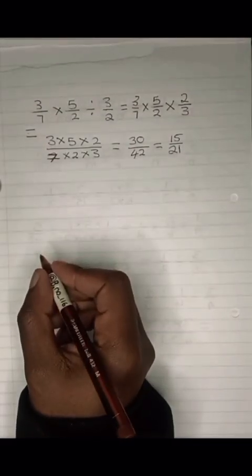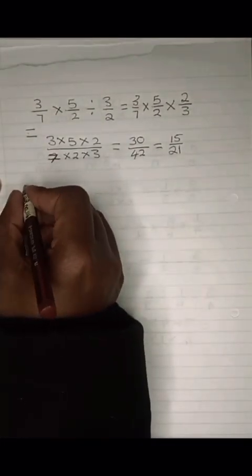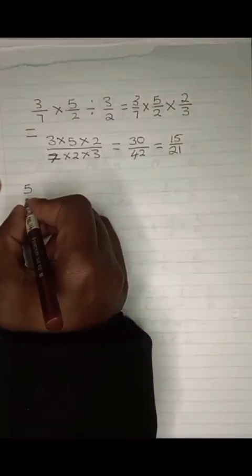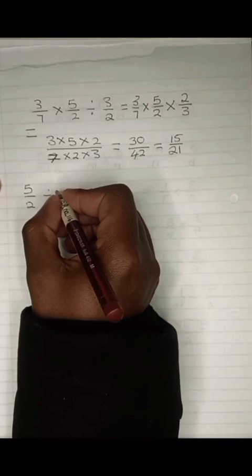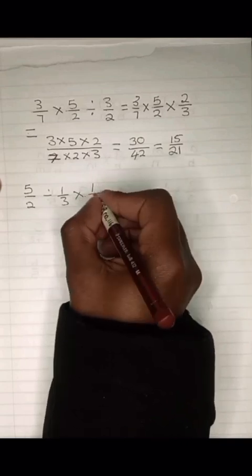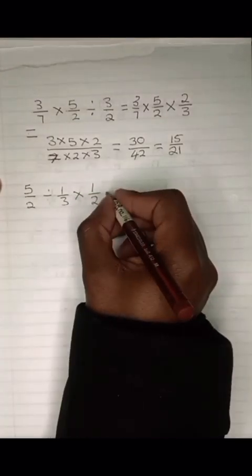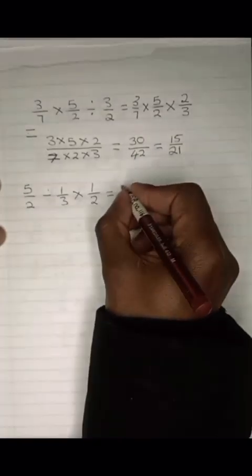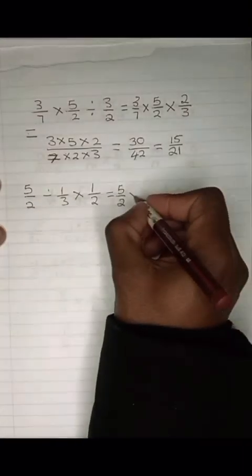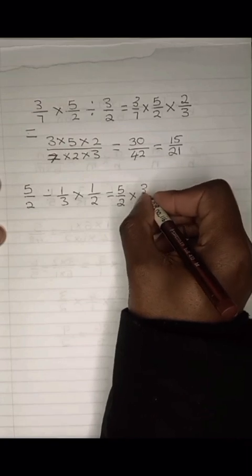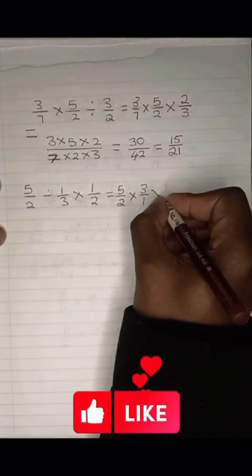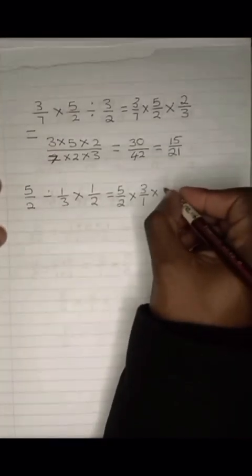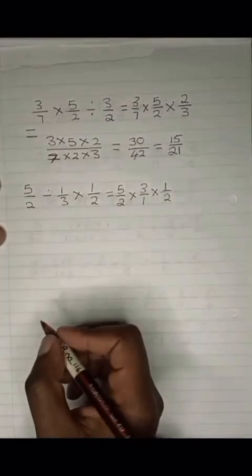Let's do the last example. When you have 5 over 2 divided by 1 over 3 multiplied by 1 over 2, remember, you're going to write your first fraction, which is 5 over 2, and then change the division sign into multiplication. Then you swap the next fraction. We had 1 over 3, we're going to have 3 over 1, and then it's multiplication here, so we don't need to swap here. It's going to be 1 over 2.